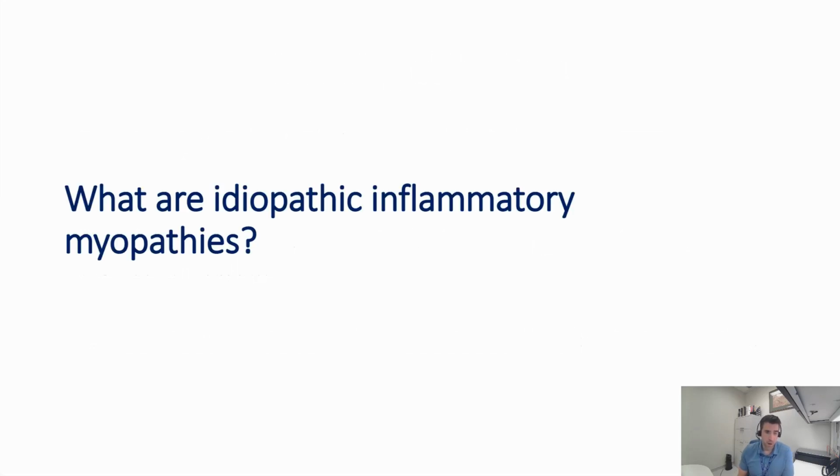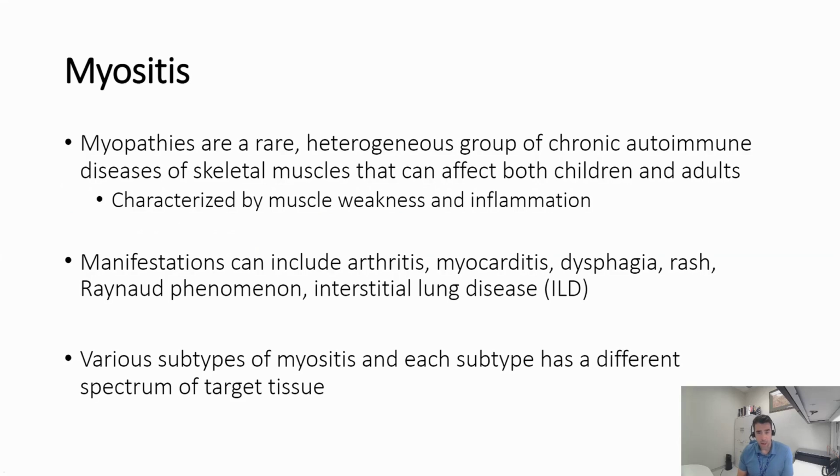So I'm going to start us off with what are idiopathic inflammatory myopathies. They are a rare heterogeneous group of chronic autoimmune diseases of skeletal muscle that can affect both children and adults. Generally, they are characterized by muscle weakness and inflammation. Manifestations can range from arthritis to myocarditis, dysphagia, rash, Raynaud's phenomenon, interstitial lung diseases, amongst several other possible manifestations, and there are various subtypes of myositis, and each subtype has a different spectrum of target tissue.